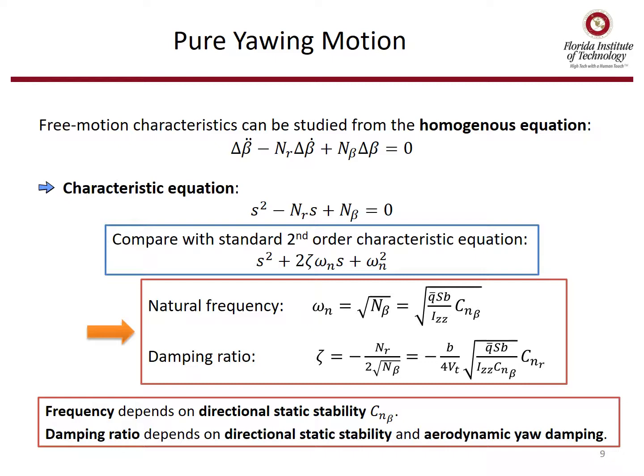Our characteristic equation is going to be the second order characteristic equation, where we can pull out a natural frequency and damping ratio based on the values of those coefficients. We see that the frequency depends on the directional static stability, Cn beta, but the damping ratio depends on directional static stability and the aerodynamic yaw damping.